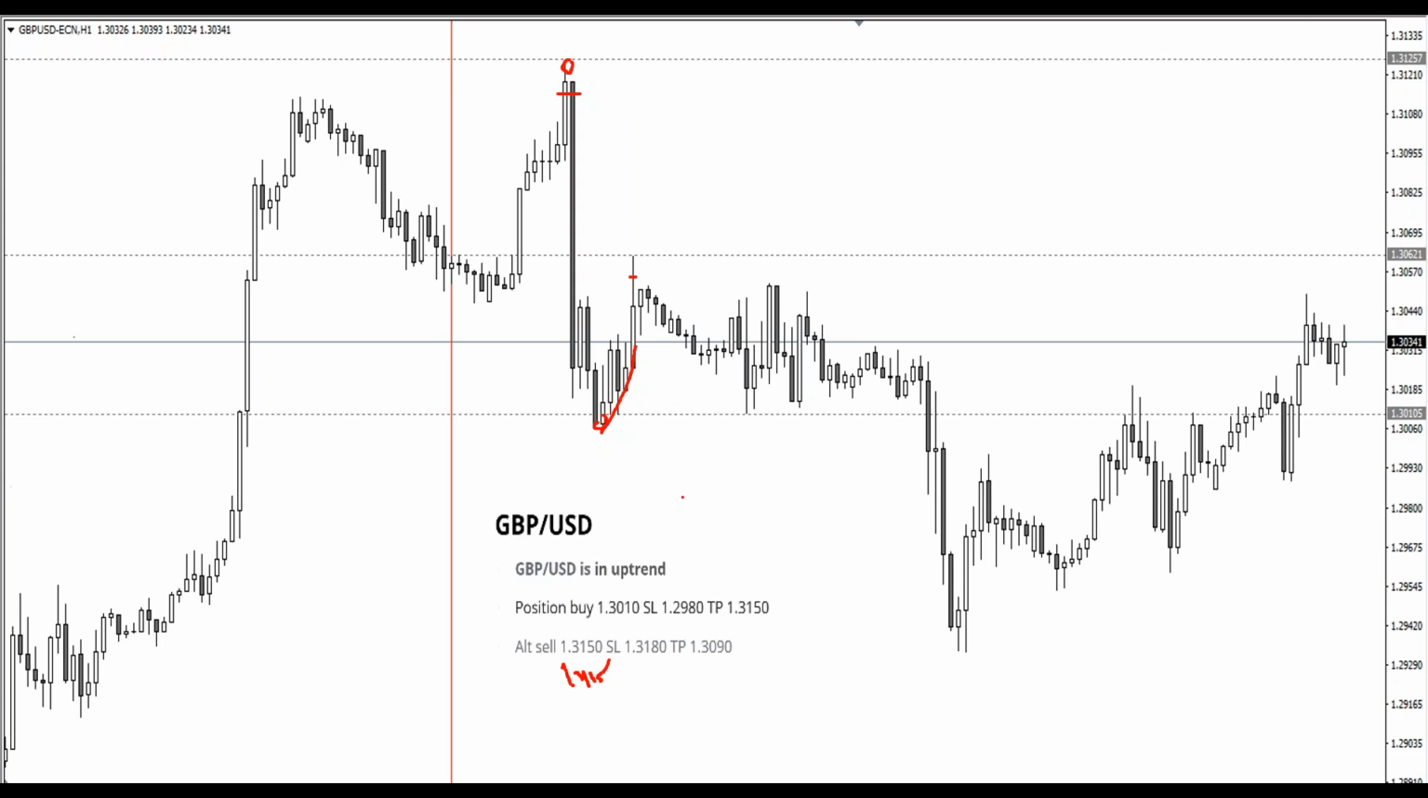Because according to rules, this was the trade that we should have traded. But you can see a lot of rejections from 30.10.